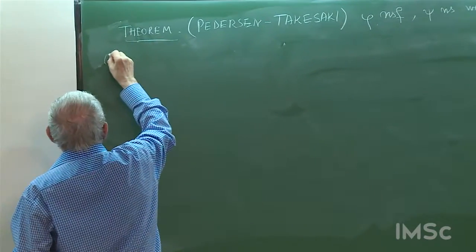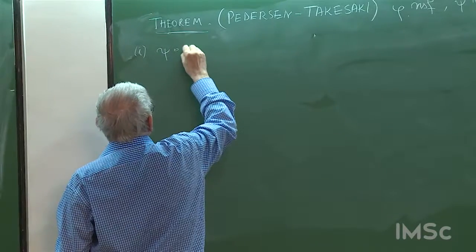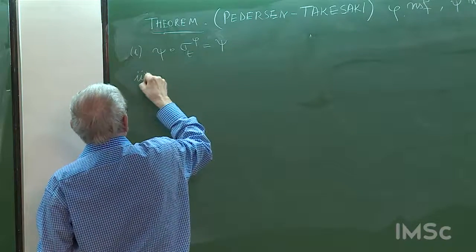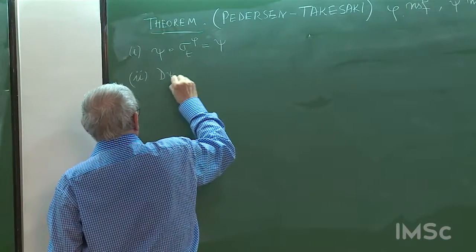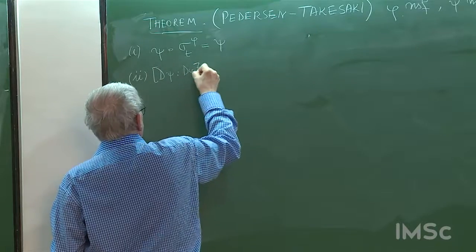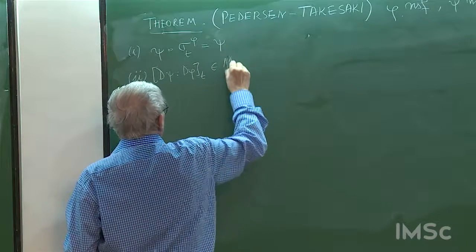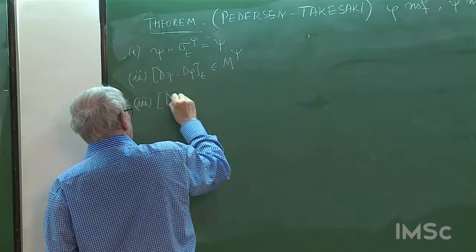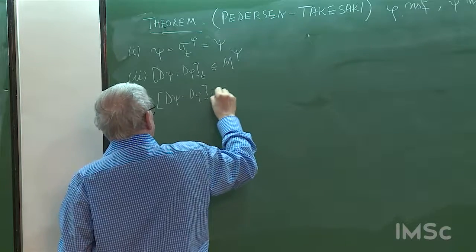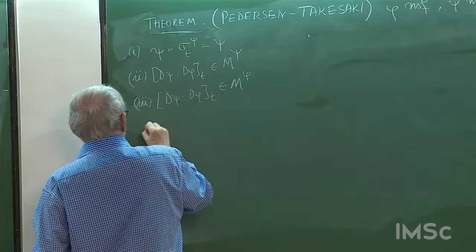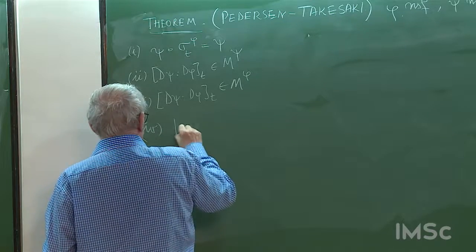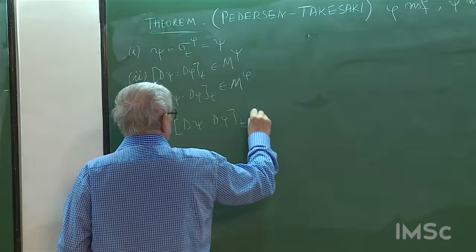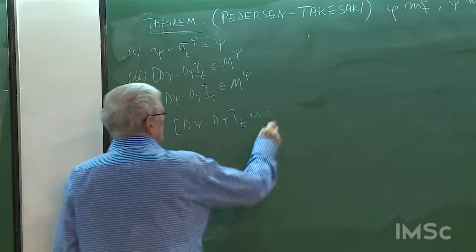First is that psi is invariant to the modular automorphism group of phi, that is, psi composed with sigma t phi is equal to psi. The second assertion is that the cocycle derivative d psi over d phi t belongs to the centralizer of psi. The third assertion is that the same cocycle d psi over d phi t belongs to the centralizer of phi. The fourth assertion is that the cocycle d psi d phi t is an SO continuous one-parameter group.